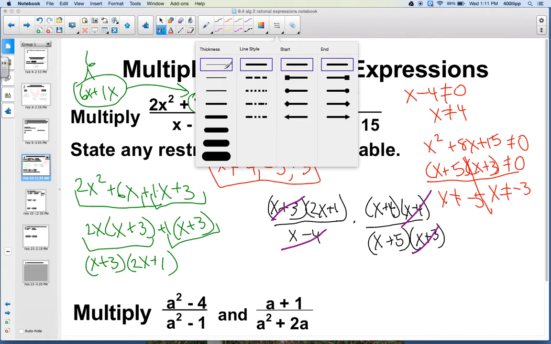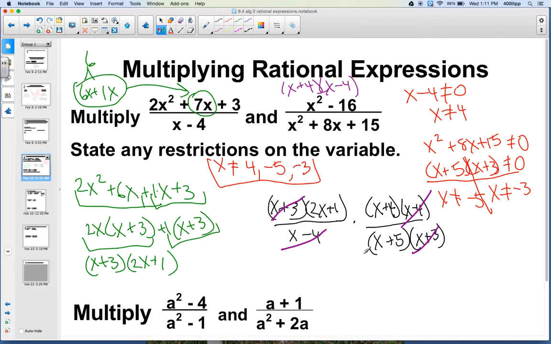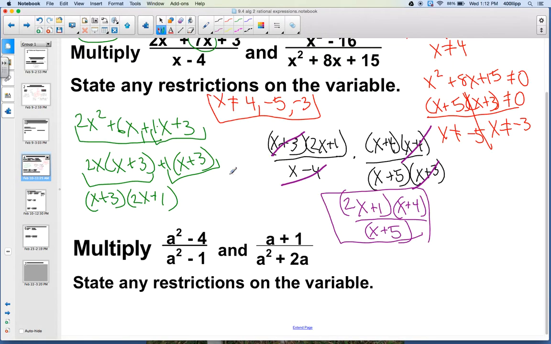So after we cancel things out, we're left with, in the numerator, a 2x plus 1 times an x plus 4 over x plus 5. And this is our simplified version. If you want to multiply out the numerator, you can, or you can just leave it as factored form like this. Okay, we could do one more on multiplying, and then we'll move on to dividing.